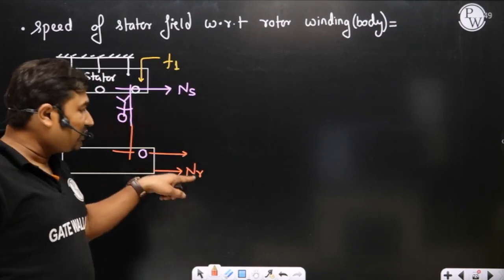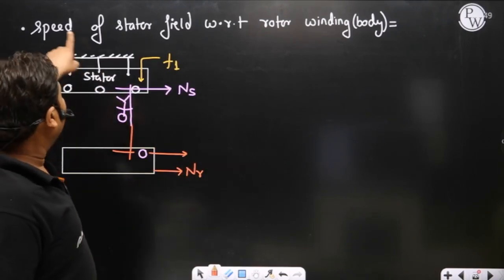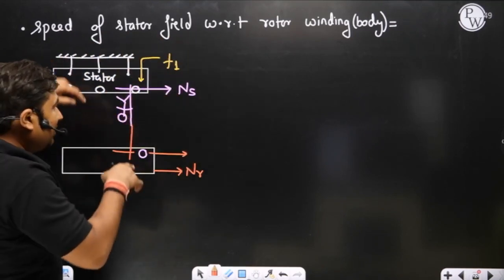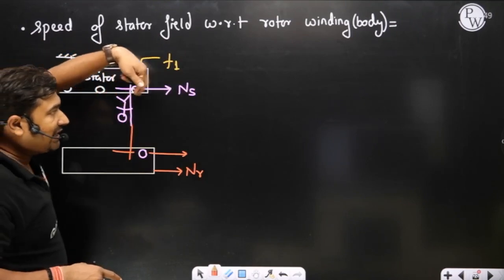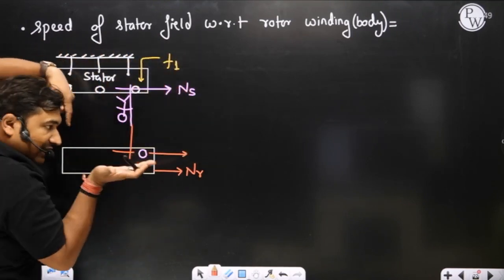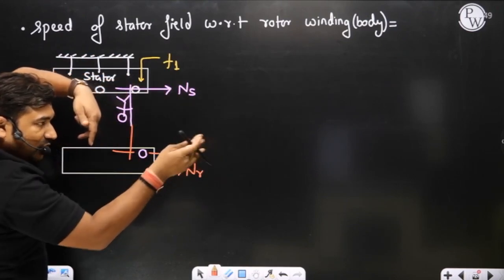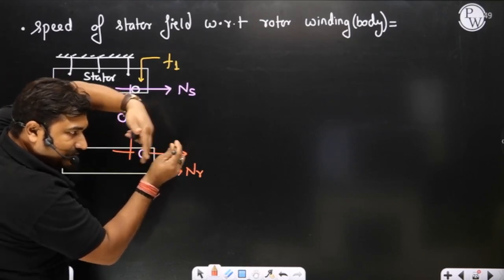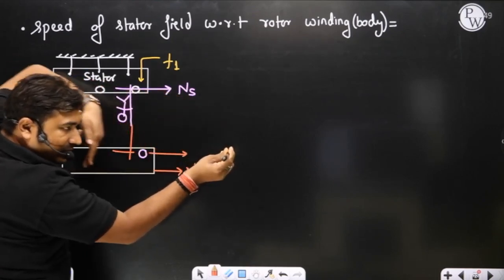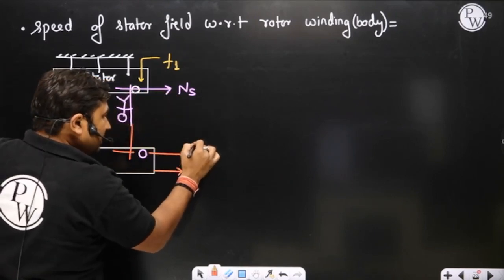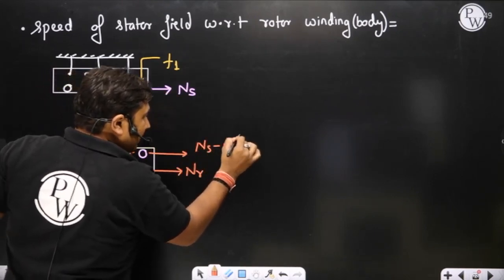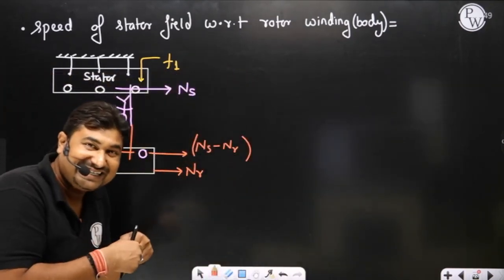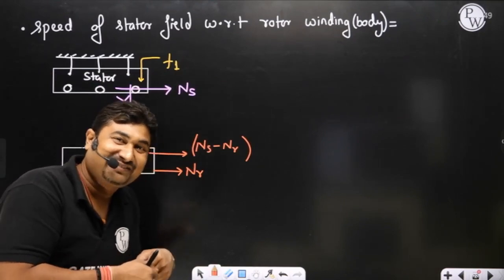So when rotor is moving at a speed of nr, then what is the speed of stator field with respect to rotor winding? Please observe. Stator field is moving at a speed of ns. Rotor itself is moving at a speed of nr. So if rotor is moving at a speed of nr and field is moving at a speed of ns, what is the relative speed between stator field and rotor winding? Sir, ns minus nr. Is it okay? This is the speed with which rotor body is slipping out from stator magnetic field.